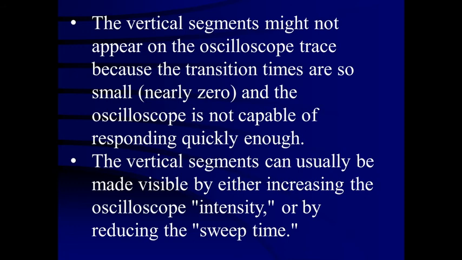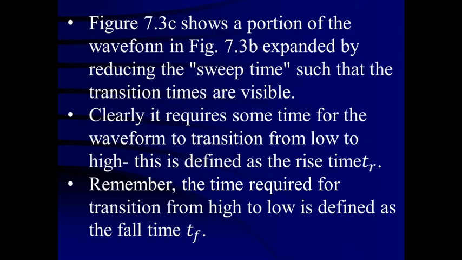The vertical segment can usually be made visible by either increasing the oscilloscope intensity or by reducing the sweep time. It can become visible by increasing the response of the oscilloscope, that is, by increasing the intensity of the oscilloscope screen or reducing the sweep time. That means the response time becomes better, and then it can visualize the vertical line segments.